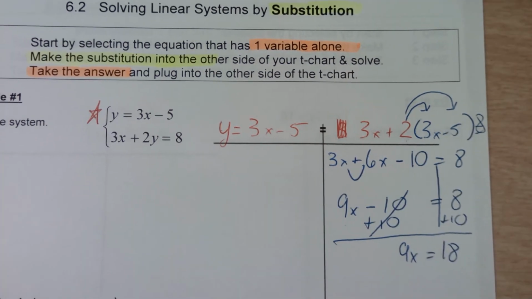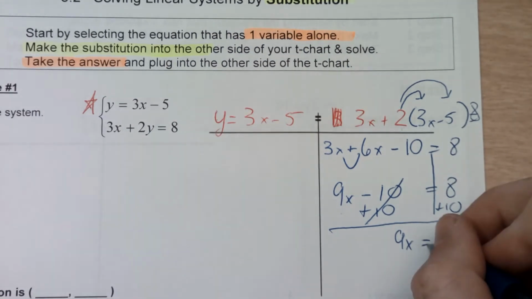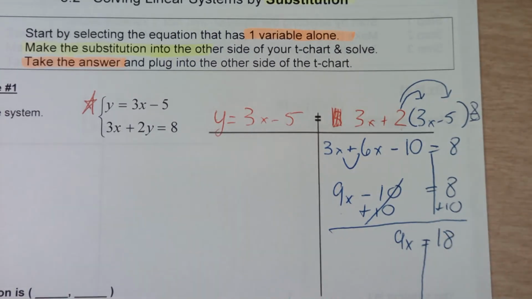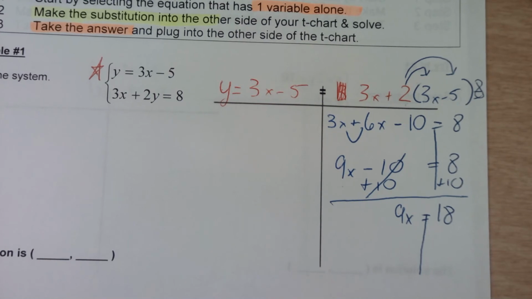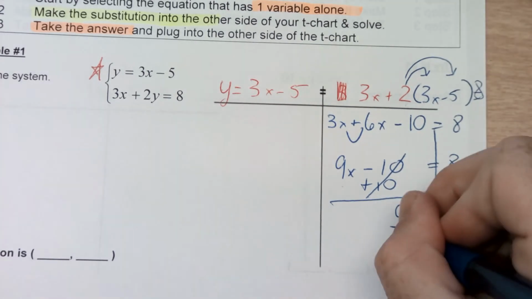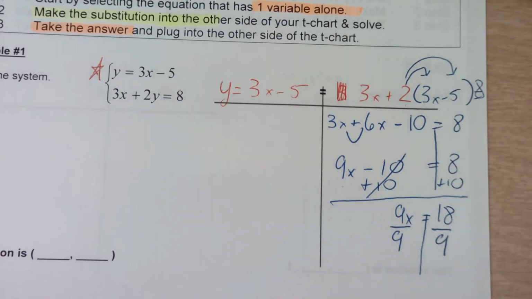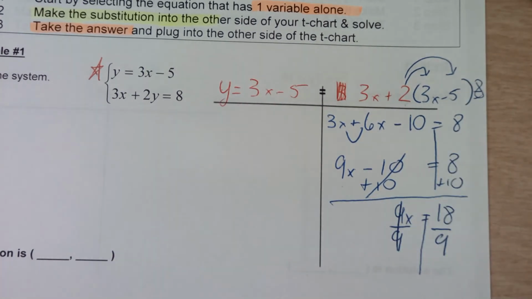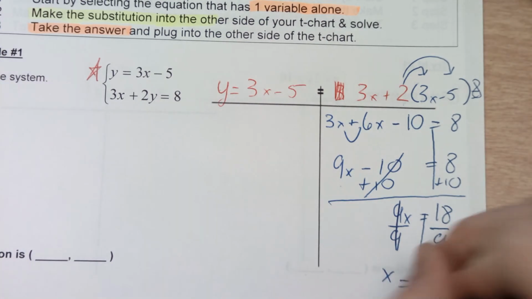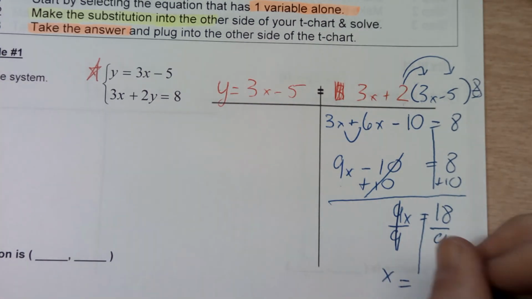Now the last step is to get my x by itself. I know that the 9, since it's attached to it, is multiplying it. So I'm going to do the opposite. I'm going to divide both sides by 9. When I divide by 9, we'll see that these cancel out. So I'm left with 1x, or just x, equals 18 divided by 9 is 2.